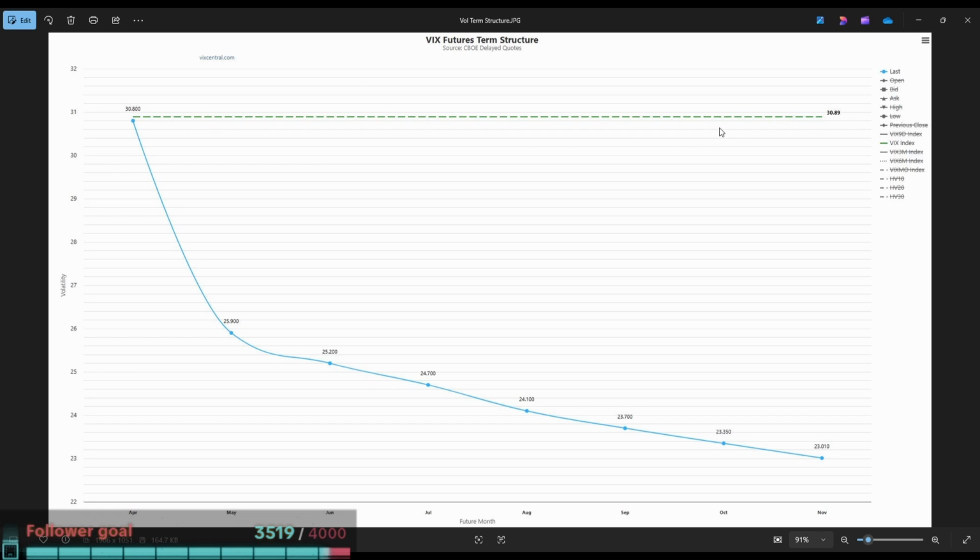Okay, the market right now is in backwardation, and if you're unfamiliar with that term, it means that the front month VIX futures are trading higher than the current and back month contracts. Okay, the translation to that in very simple terms is that traders are scared and the big money is bearish.